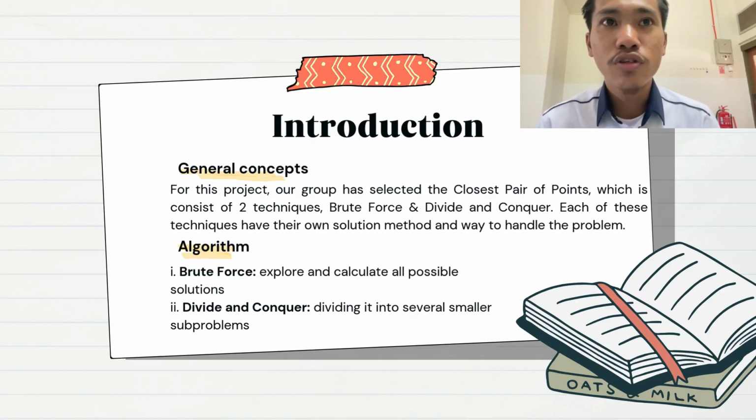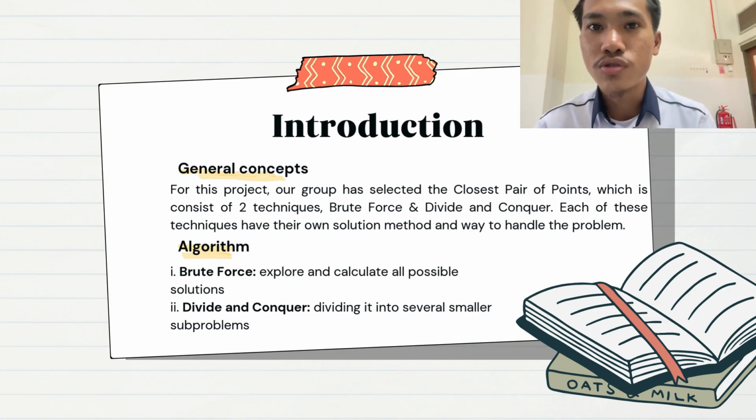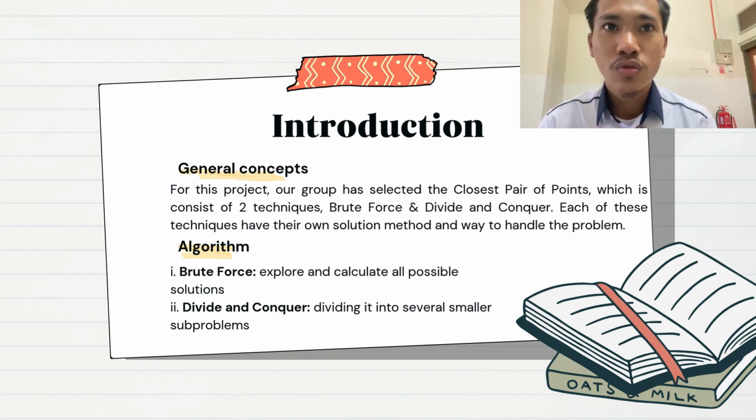Alright, first of all, for the introduction, in this project we select the closest pair of points to do the comparison, and the techniques that we use are brute force and also divide and conquer, which have their own solution methods and handle the problem in different ways. The brute force method will explore and calculate all the possible solutions. And divide and conquer will divide the problem into several smaller sub problems.